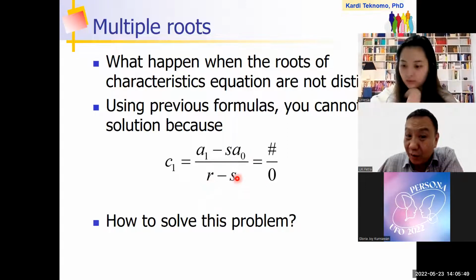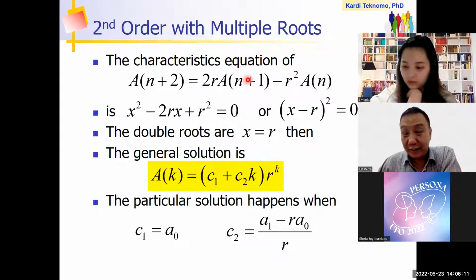Because R equal to S, then something divided by 0, right? So in that case, the previous formula you cannot use. So you said, I cannot use it, so what can I do? Here it is.